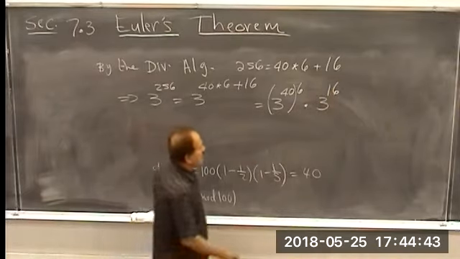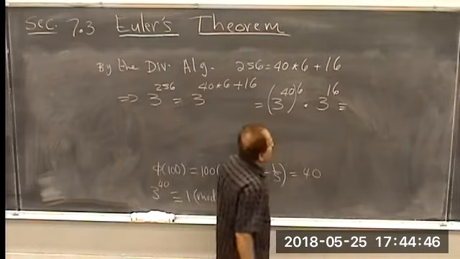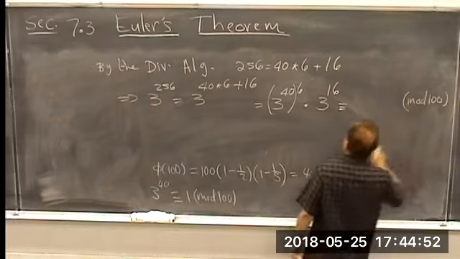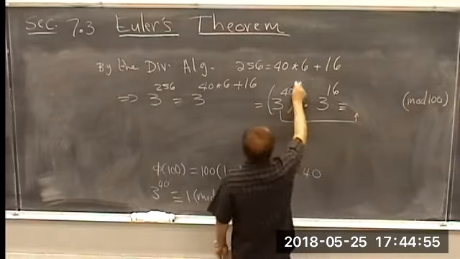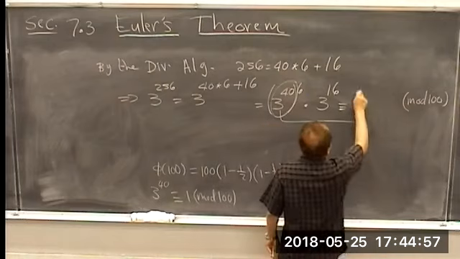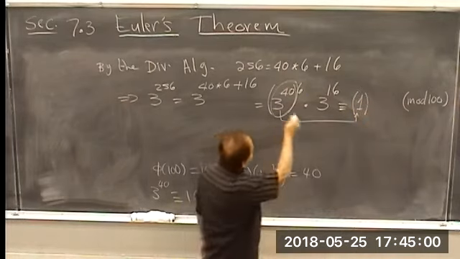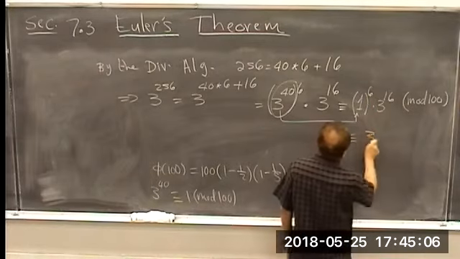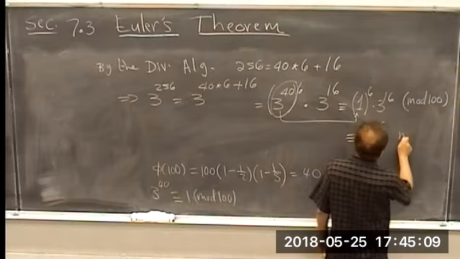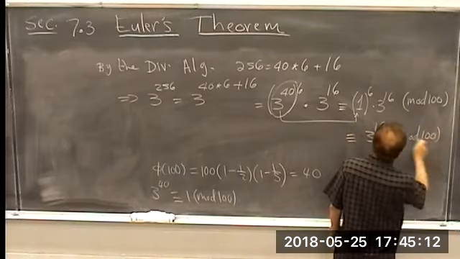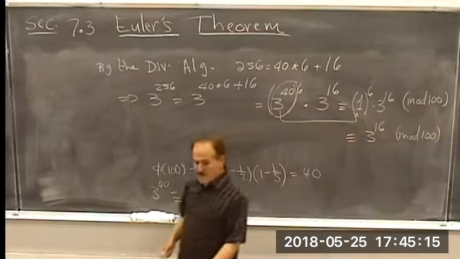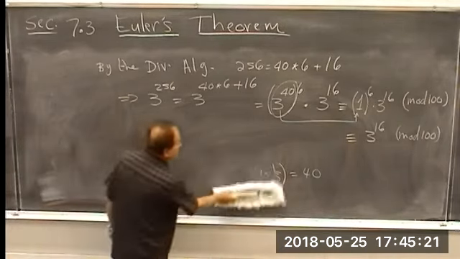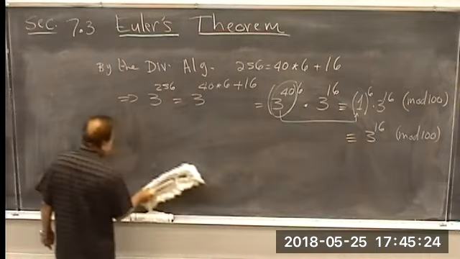Now we're going to do congruent mod 100. The 3 to the power 40 is congruent to 1, and we raise it to the 6th exponent, and this is 3 to the 16. So at the very end, we come up with 3 to the 16 mod 100. Still, this is a very big number, so we can use successive squaring to calculate what 3 to the 16 is equal to.